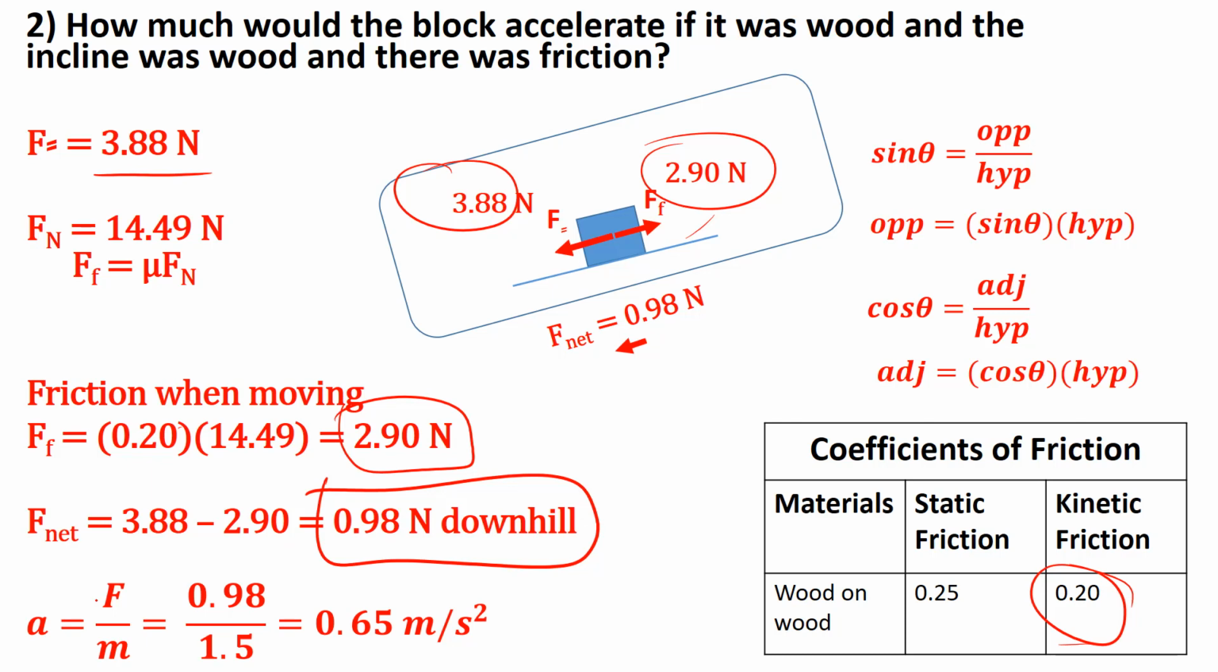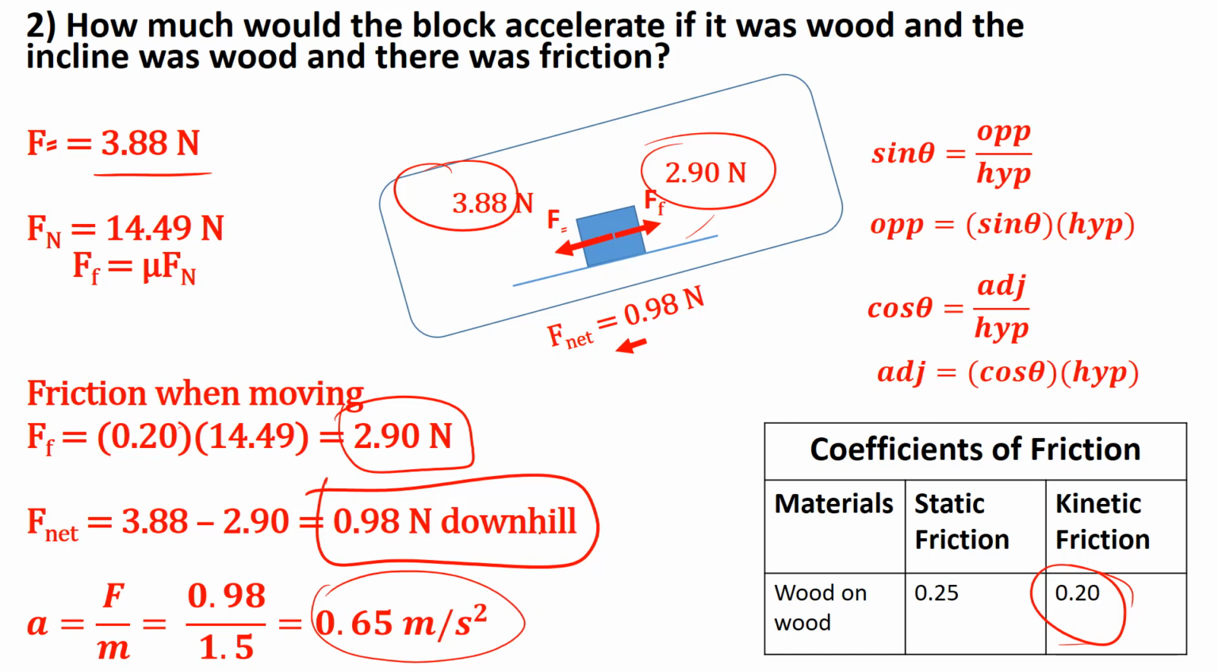And then we go to our acceleration equation. F equals ma rearranges to a equals F over m. So 0.98, and it's the same block from before that was 1.5 kilograms. So I'm pulling this from the last problem. And we get an acceleration down the hill of 0.65 meters per second squared. And so that's kind of how you'd approach this.